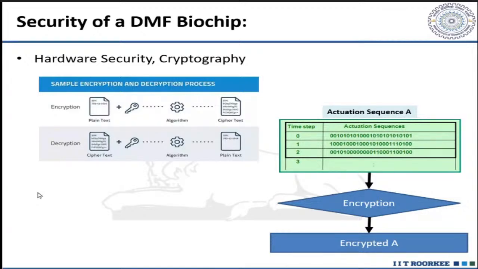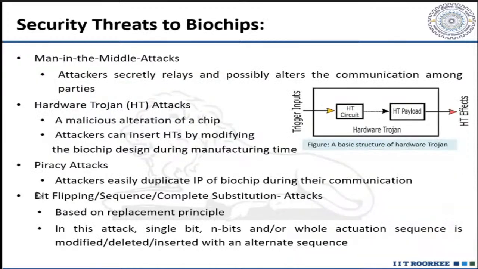So it is important to encrypt this actuation sequence and also the layout information in such a way that during this communication with the vendor and the third-party vendors, no other intruder can see that and get the information. So this is to secure the communication between the designers and the foundry and the integrator or the system designers.